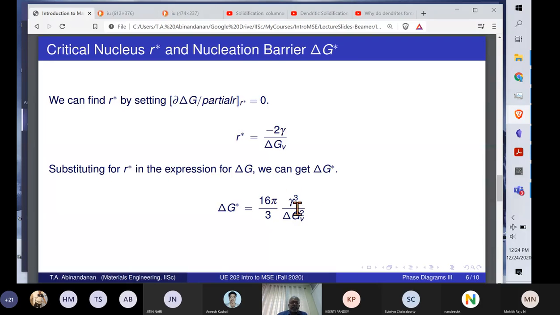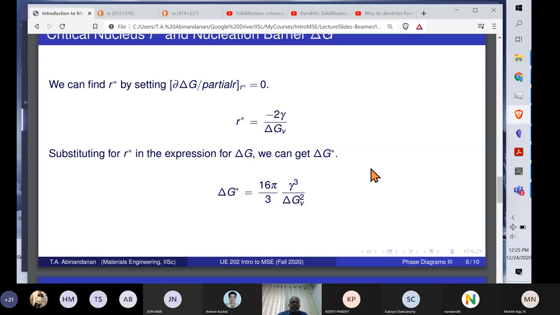It goes as the cube of gamma, and also it goes inversely as the square of the driving force. And in the r star expression, there is a negative sign because the denominator is by definition negative. If it is not negative, then the whole thing doesn't work anyway. So since delta G V is negative, you need a negative sign here to account for it, to get r star to be some positive finite value. Okay, we can go through the rest of the arguments.